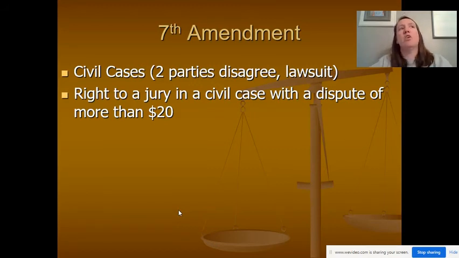So if we're in this disagreement, I'm like, give me $5 for my pen. You're like, no, it was already broken when you gave it to me, blah, blah, blah. We could go back and forth. So I could sue you and go to court, but I wouldn't be able to in this instance because it's only worth $5.